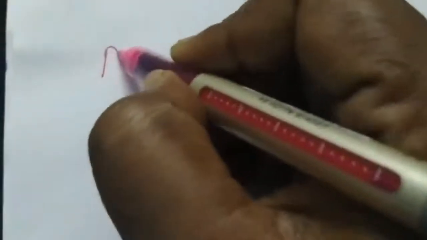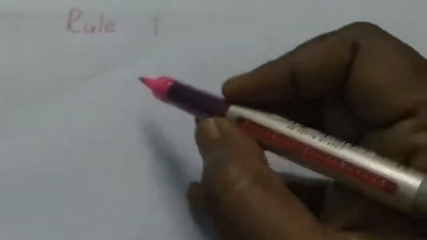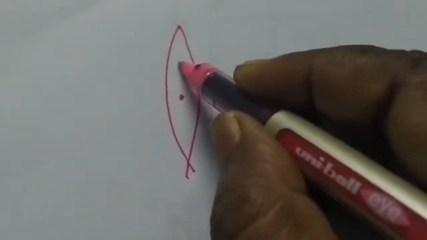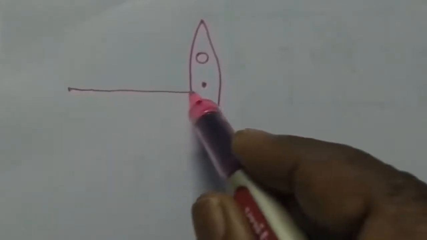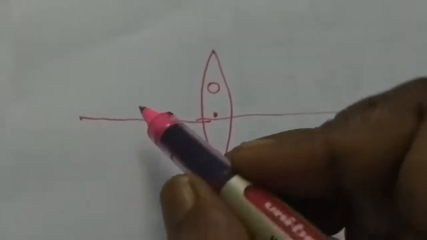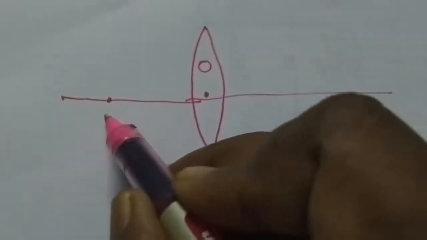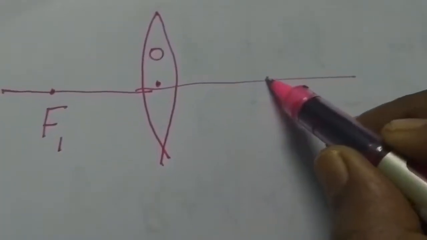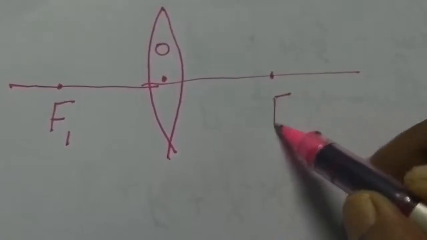Rule 1. So consider a convex lens, and its center point is O, and this is the principal axis, and this is F1 and F2, the principal focus.